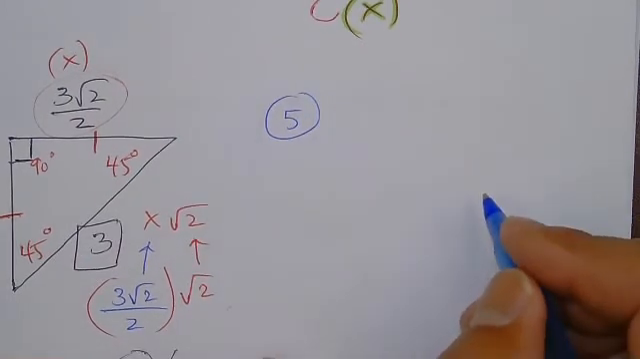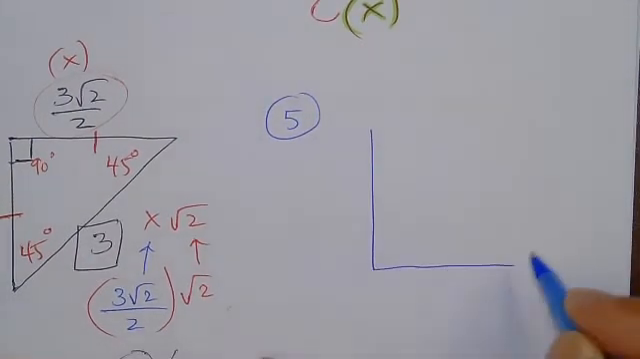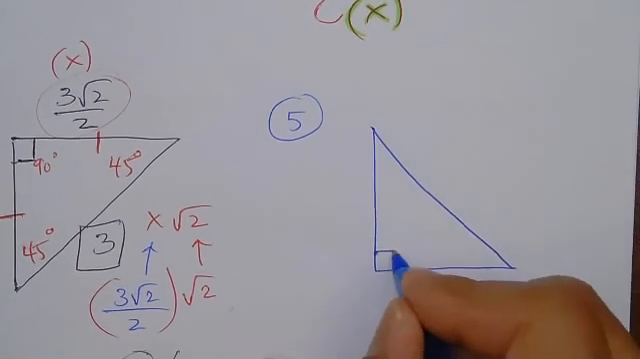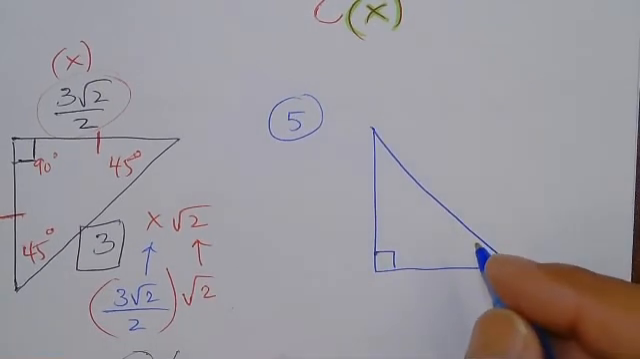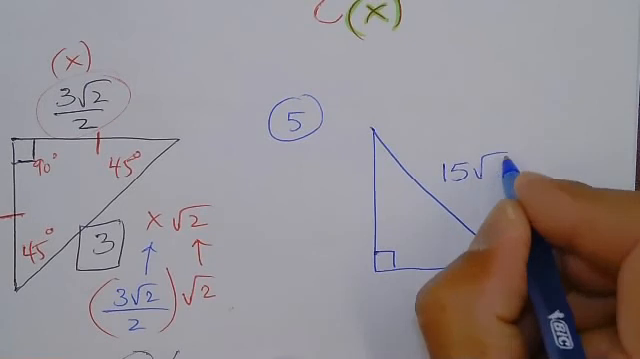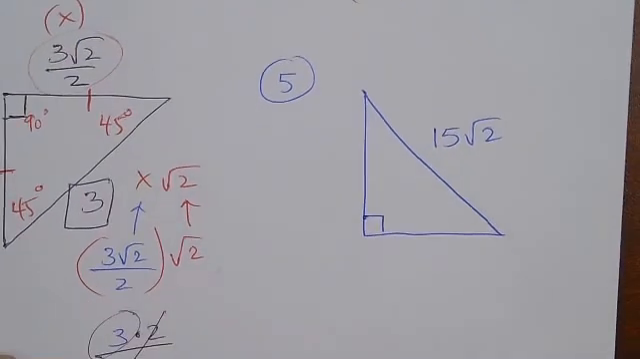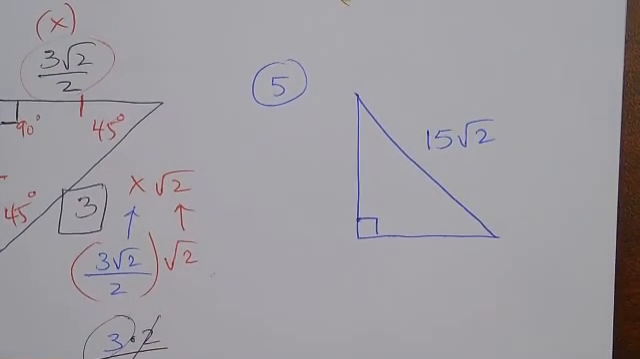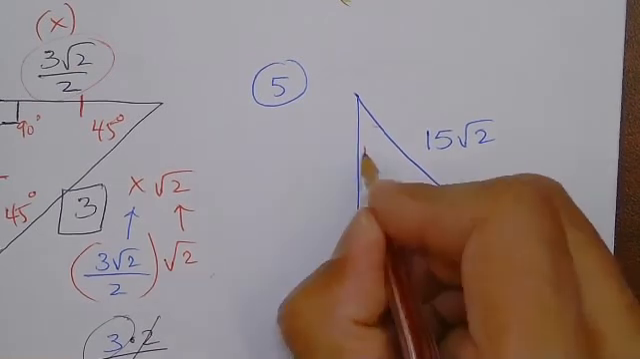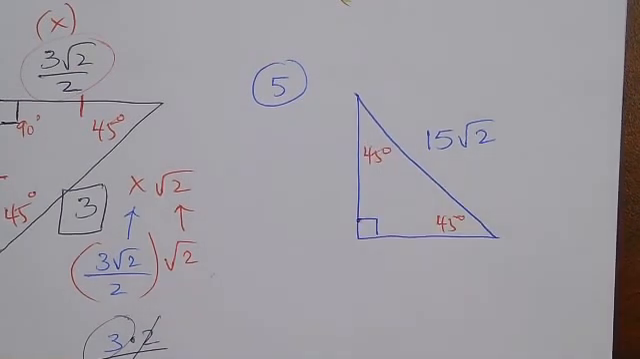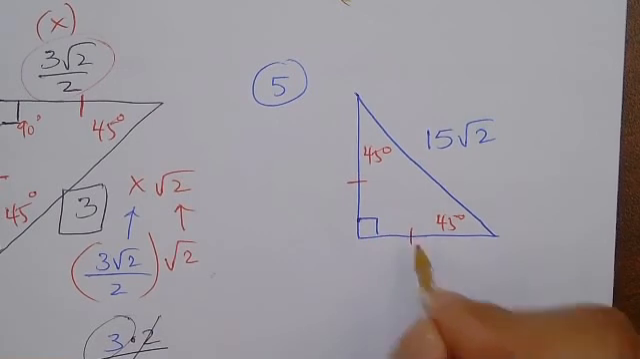Okay. Number 5 is going to be an easy one, but some people are going to miss it. Let's see. After this, then I'll get to the tough ones. Let's go this way. 15 root 2. How about that one? I'm giving you a hint. This one's an easy one, right? This is a 45, 45.